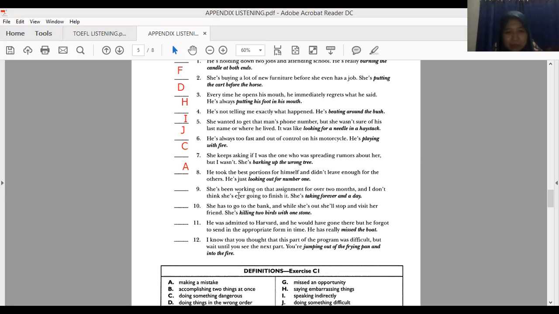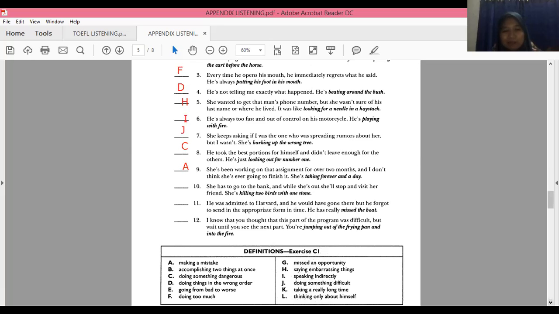She has been working on that assignment for over 2 months, and I don't think she is ever going to finish it. Oh, she is taking forever and a day. She is taking forever and a day. I've never heard this idiom in bahasa. Forever and a day. Taking a really long time. Okay, ya. Oh, it's a bit difficult untuk spelling lagi.